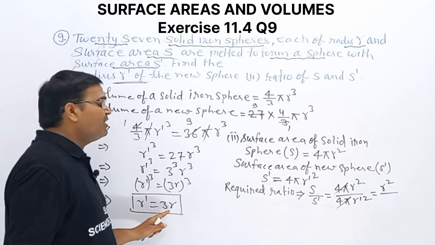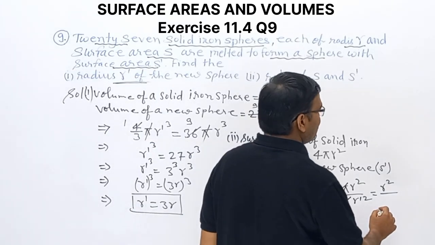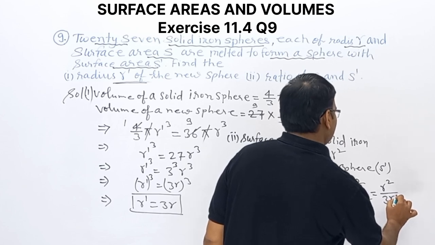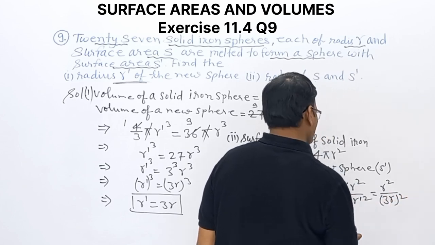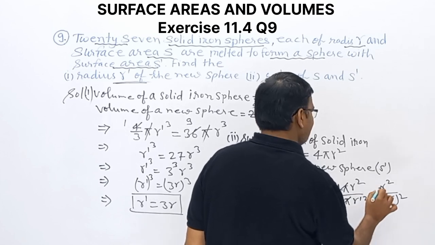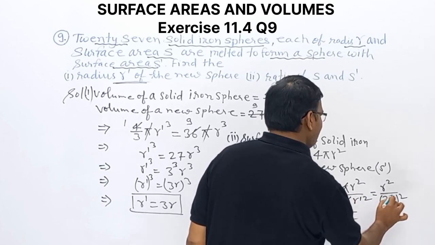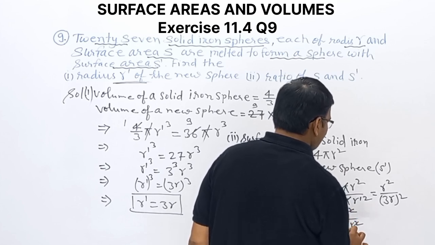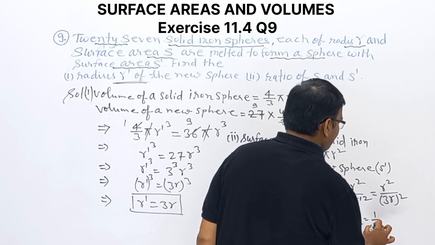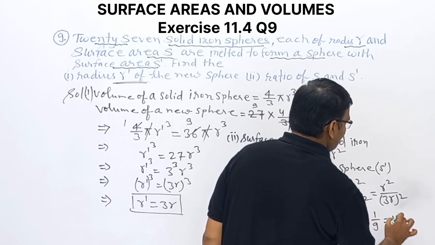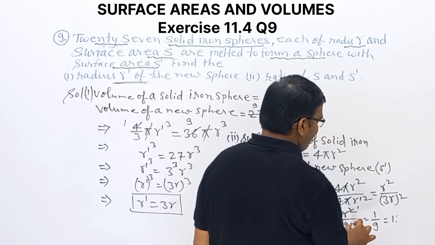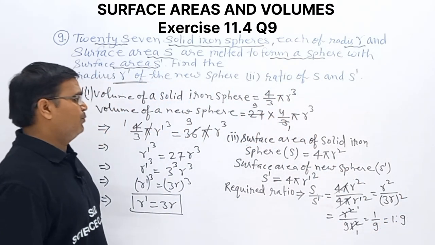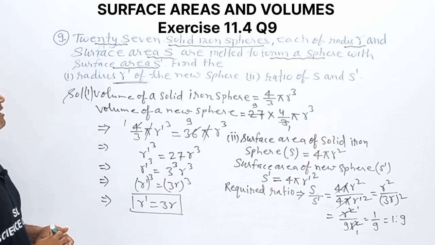And r dash equals 3 times r. So r dash squared is 3 times r, squared. We can say r square divided by 3 square r square, which is 9 r square. Finally r square and r square cancel, and we are getting 1 upon 9. So 1:9 is the required ratio. Simple question. Observe again.